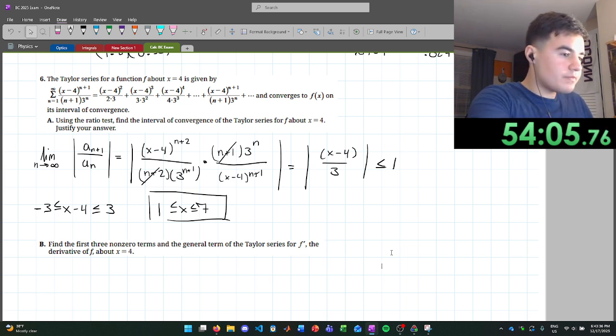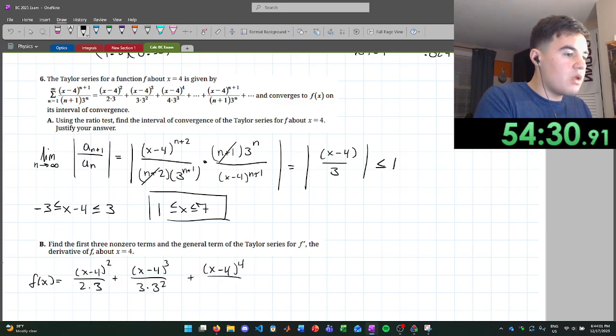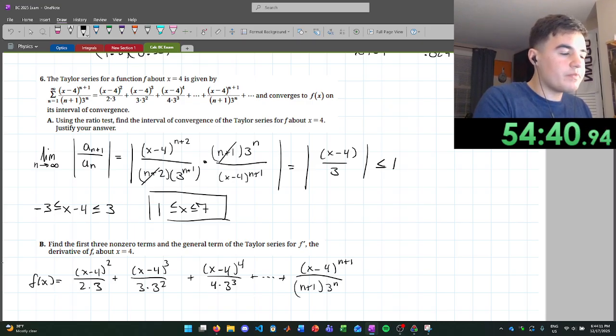So we have f of x is equal to (x minus 4) squared over 6, plus (x minus 4) cubed over 3 times 3 squared, which is, I'm just going to keep it like this, 2 times 3, 3 times 3 squared, plus (x minus 4) to the fourth, 4 times 3 to the 3, plus dot dot dot plus (x minus 4) to the n plus 1 over n plus 1 to the n.